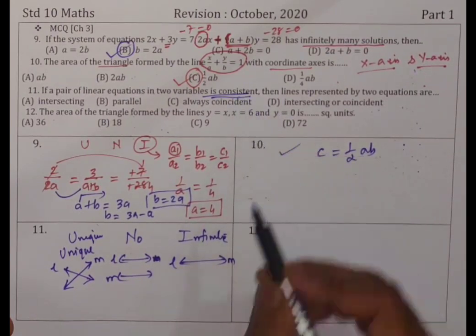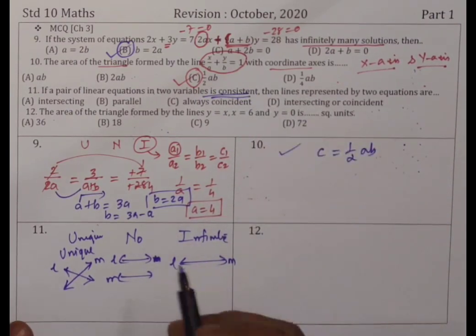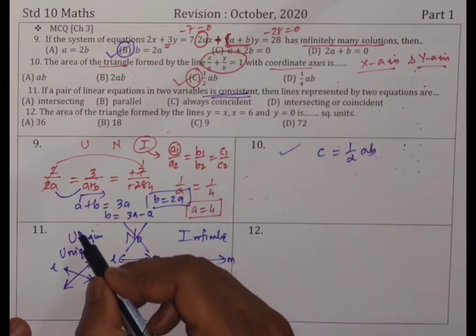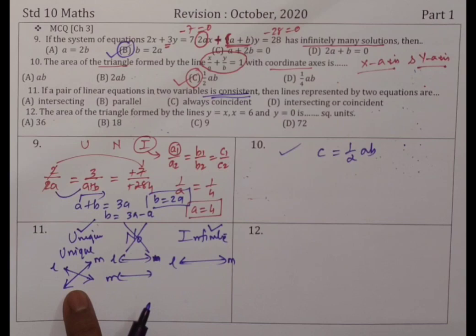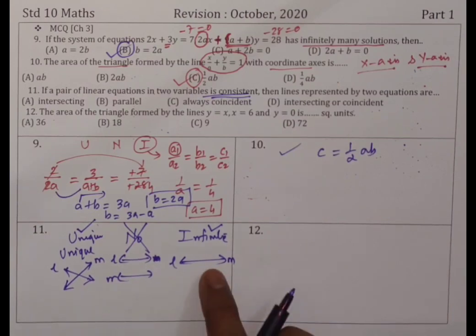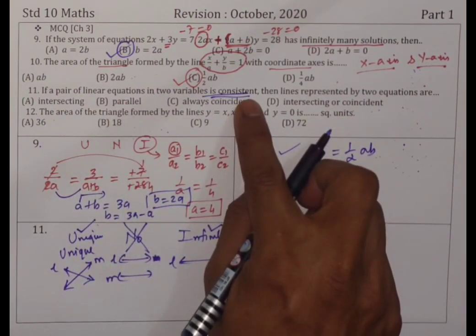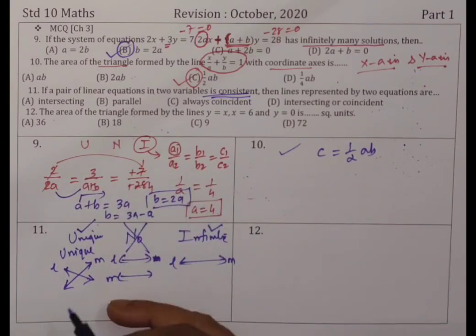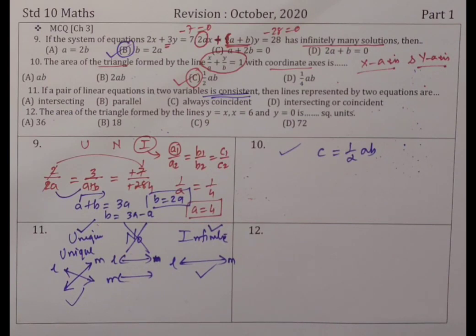Alright, here consistent means they have a solution. Inconsistent means no solution. Or consistent means either the solution is unique or infinite. That means the lines are distinct intersecting lines or coincident lines. Let's see. The pair of linear equations is consistent. So the graph of this pair of linear equations is either going to be distinct intersecting lines or coincident lines.